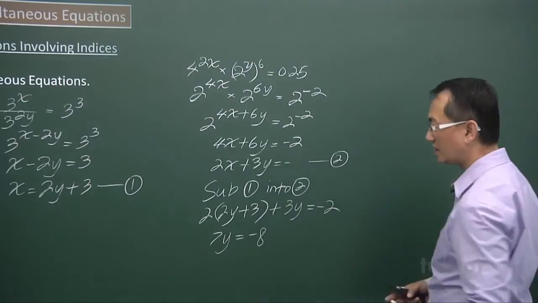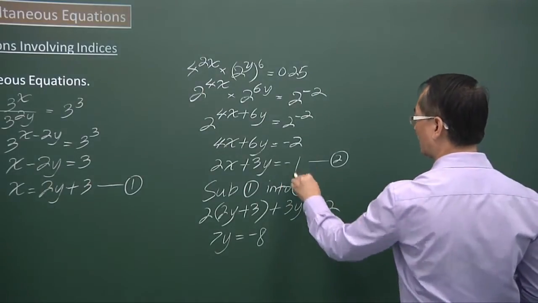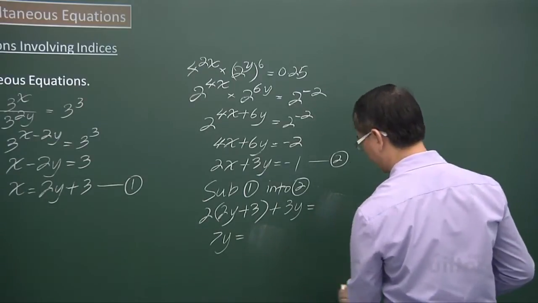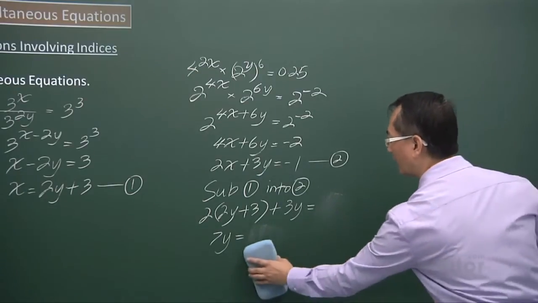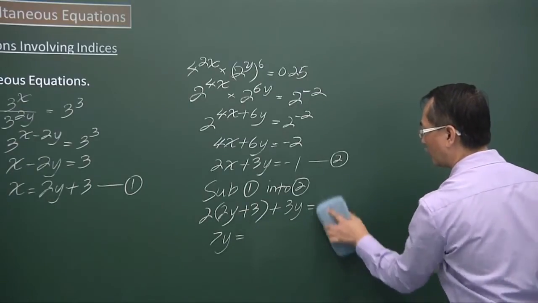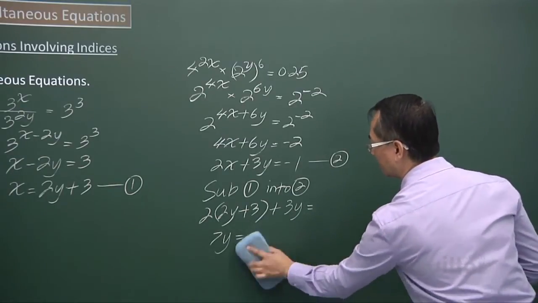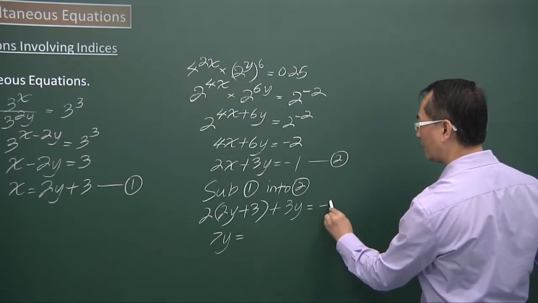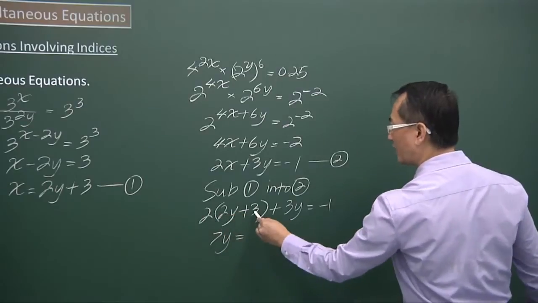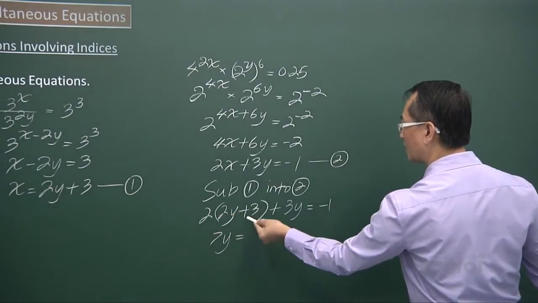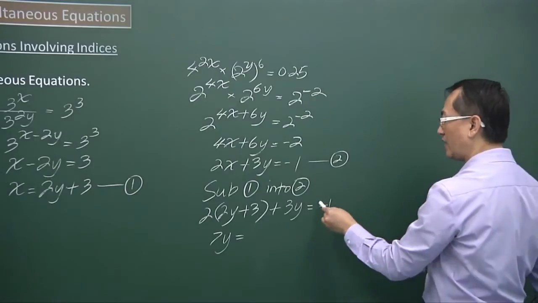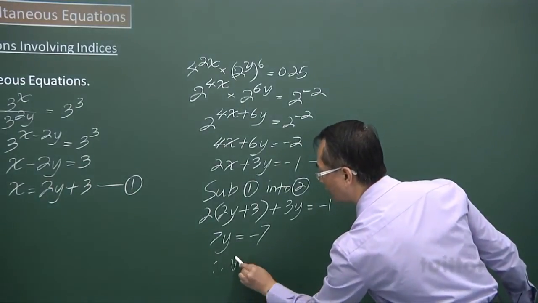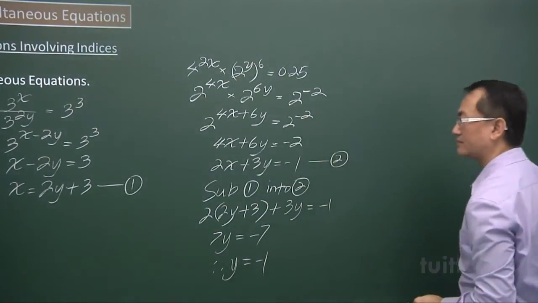So sometimes when the answer is not too nice, just look up a few lines, have a quick check, and normally you can see the numbers are pretty decent. So I have a negative 1 here. So 2 times 3 is 6. Transpose that to the right side, I have minus 1 minus 6, that will be minus 7. Therefore, y is equal to negative 1.